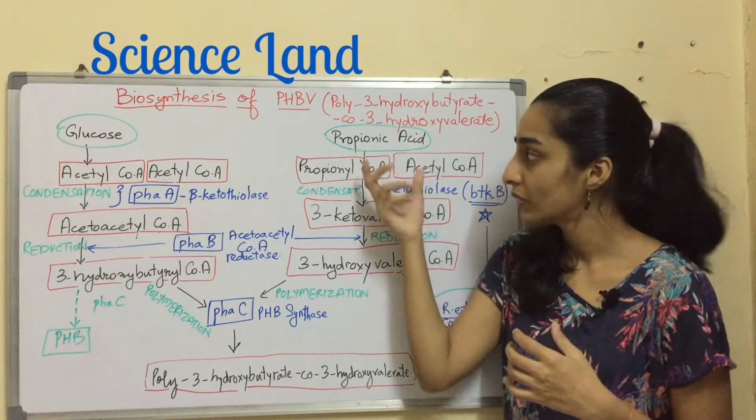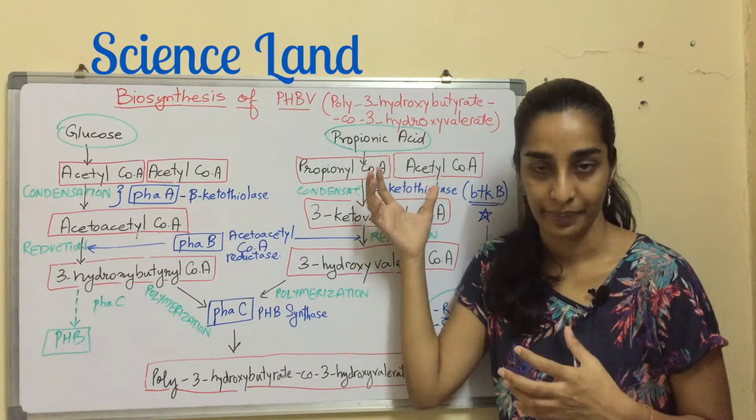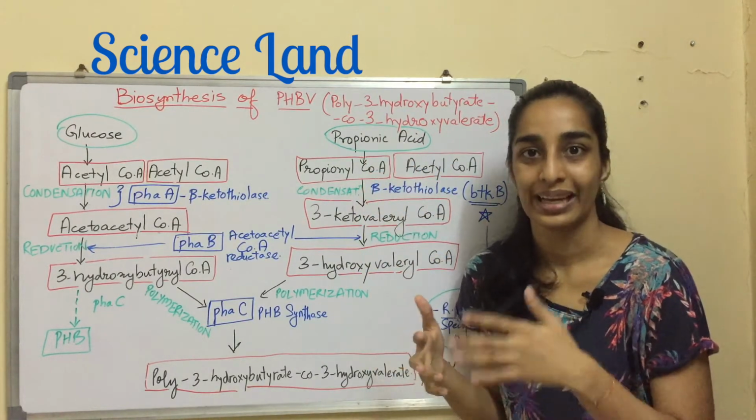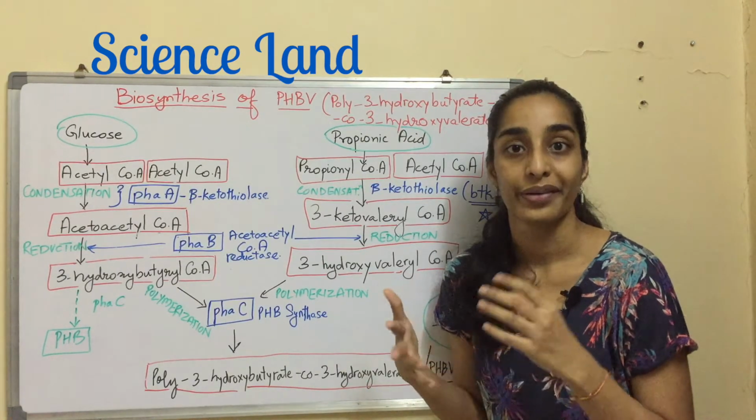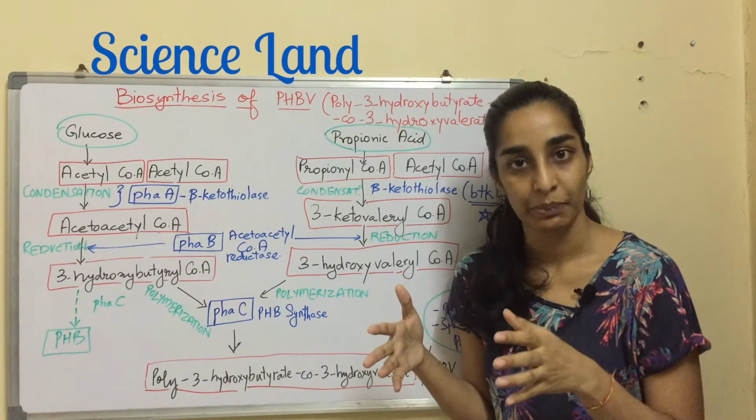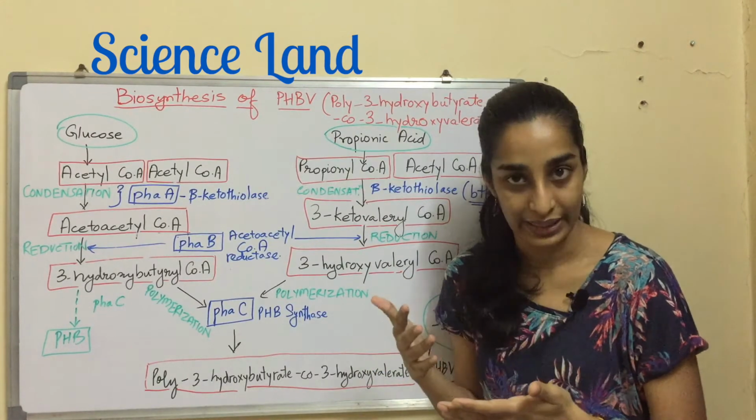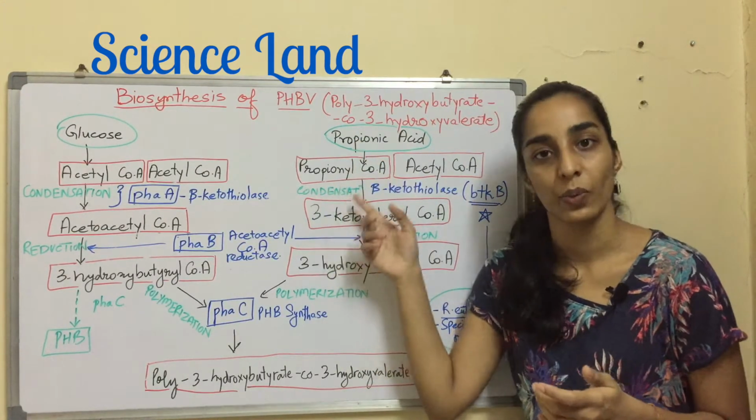Let's suppose the propionic acid is not there. So there are other compounds like amino acids, for example, isoleucine or threonine. All these compounds will undergo oxidation and it will give you propionyl coenzyme A.